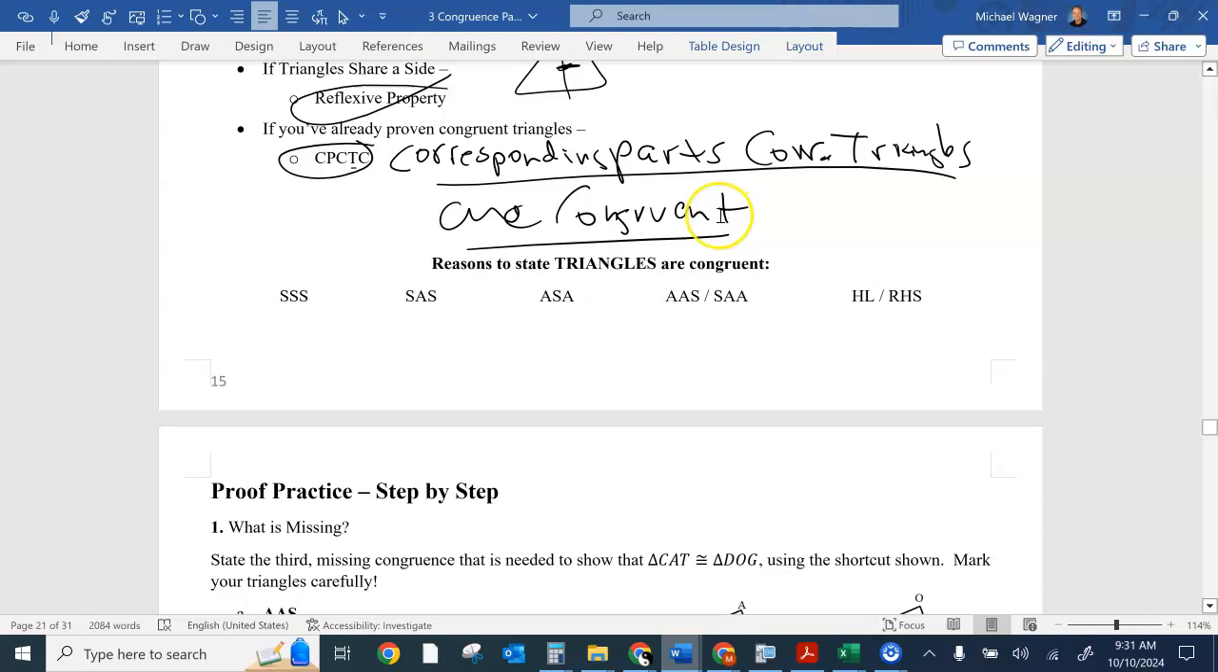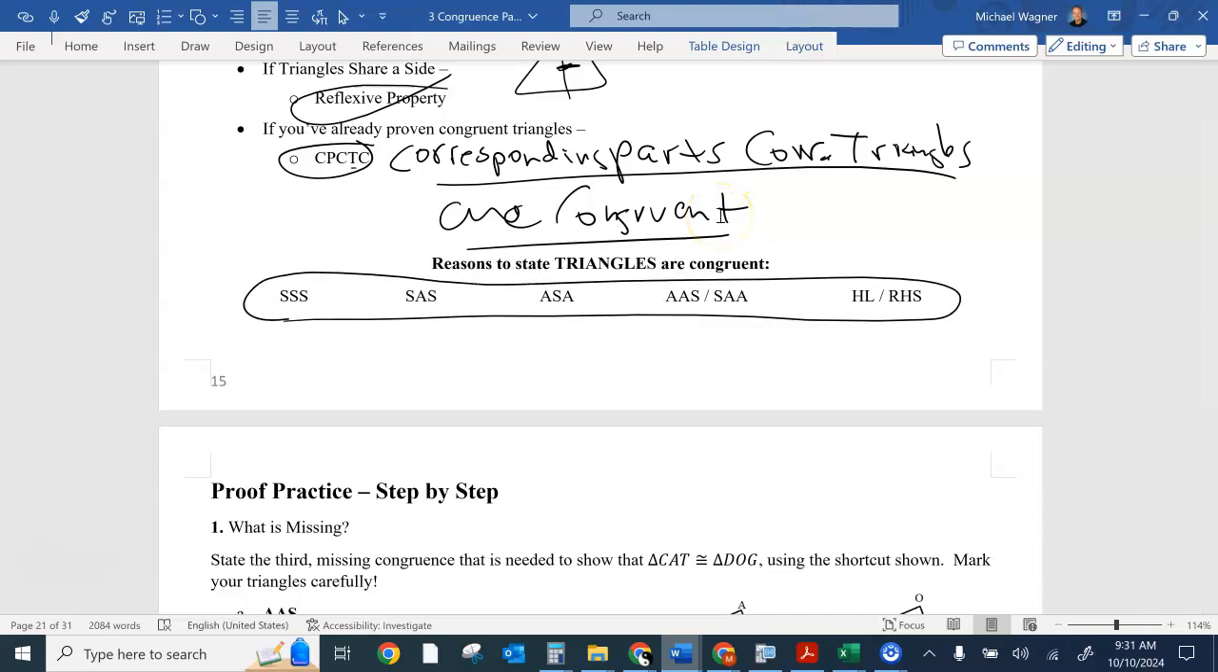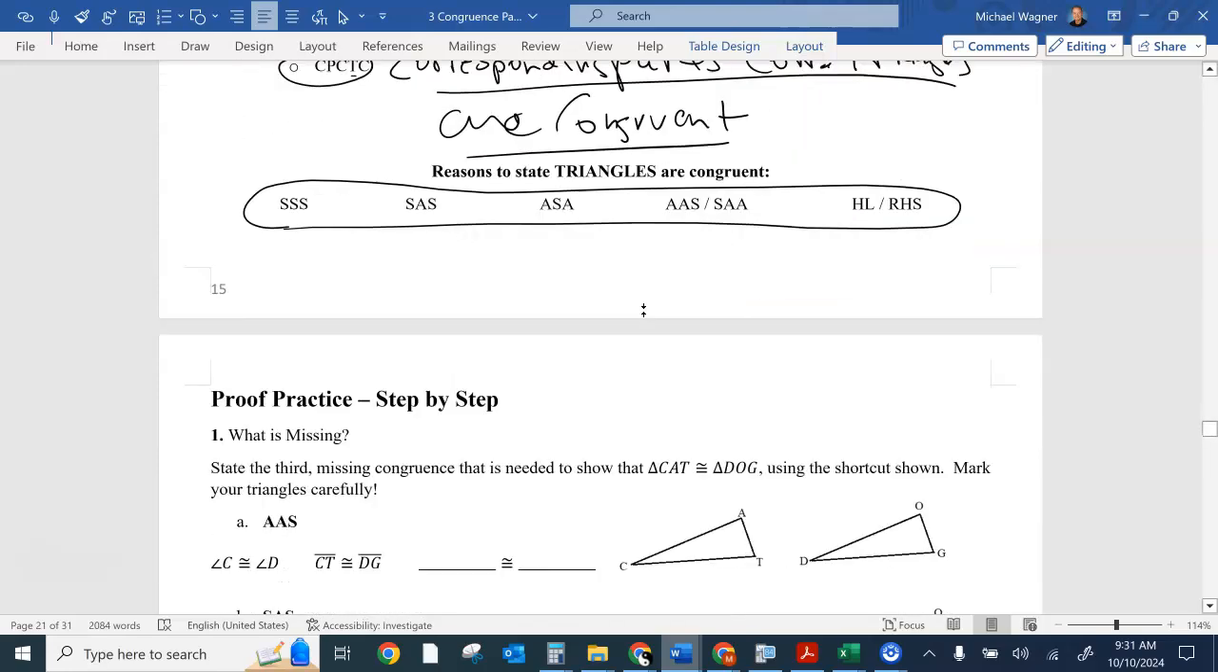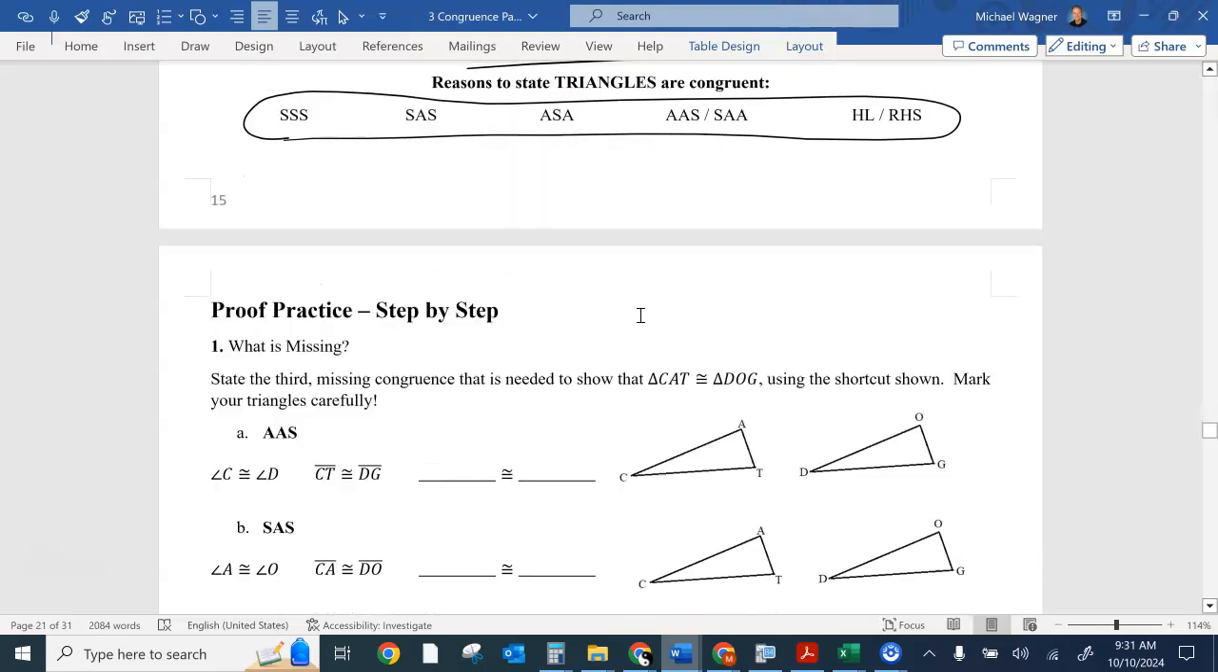That's pretty much it. And then other reasons to state the triangles are congruent. You've been doing this already. Those ones right there. So when we take a quiz on this stuff, this is probably the notes that you're going to really want to refer to prove that things are congruent.